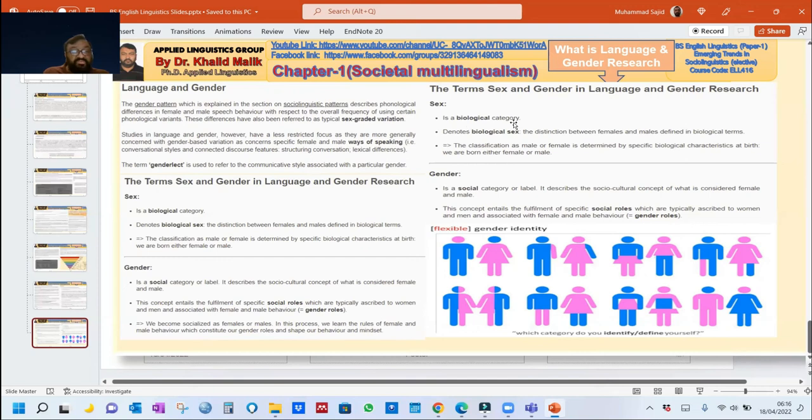So the terms sex and gender in language and gender research, how can we define them? Sex is a biological category, I've already told you. It denotes biological sex, the distinction between female and male defined in biological terms. Classification as male or female is determined by specific biological characteristics at birth. We are born male and female. Gender is a social category or label that describes the sociocultural concept of male and female. This concept entails the fulfillment of specific social roles, which are associated with men and women, male and female behavior, and gender roles.